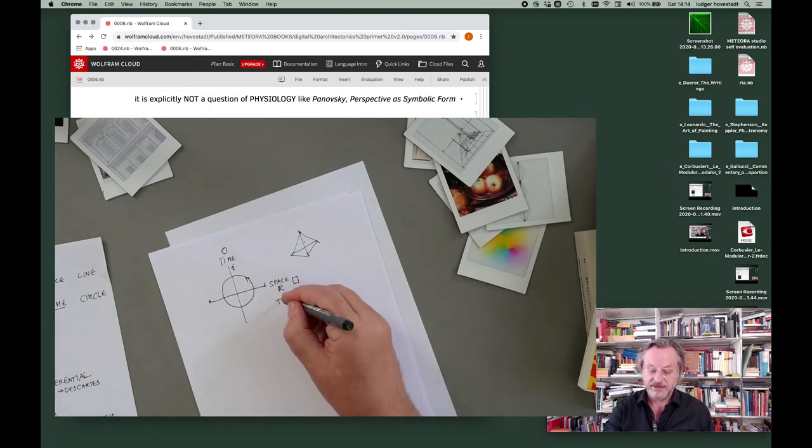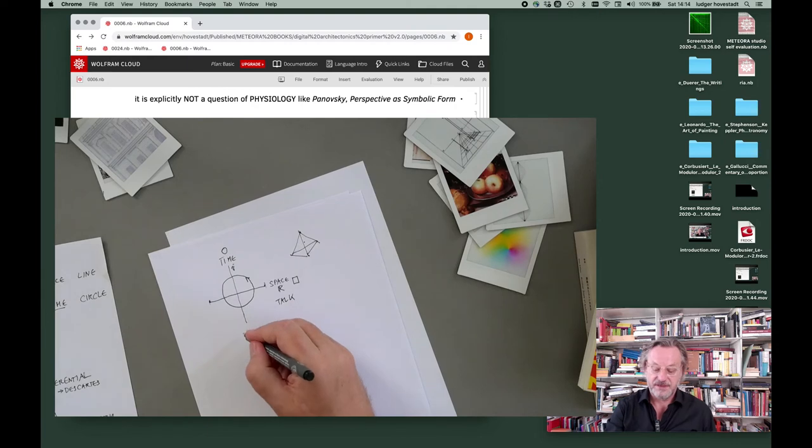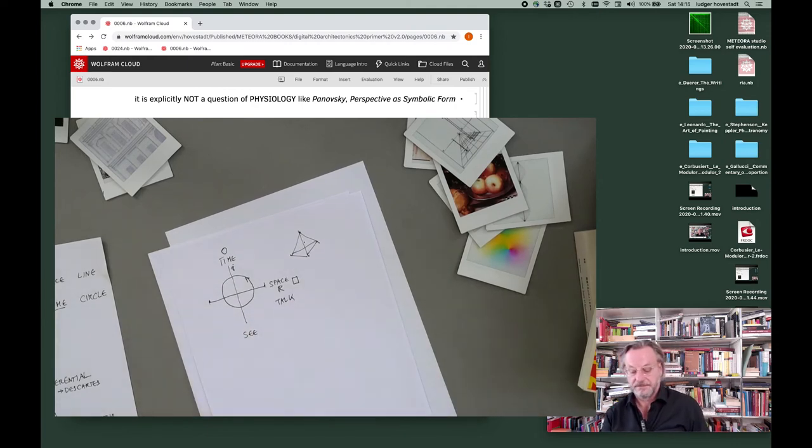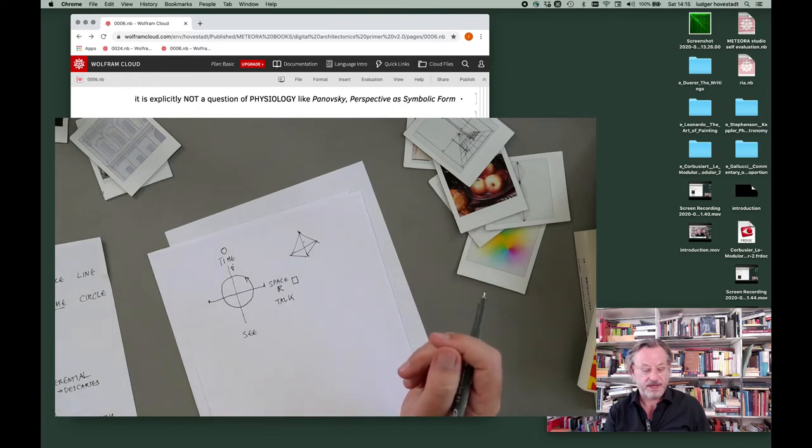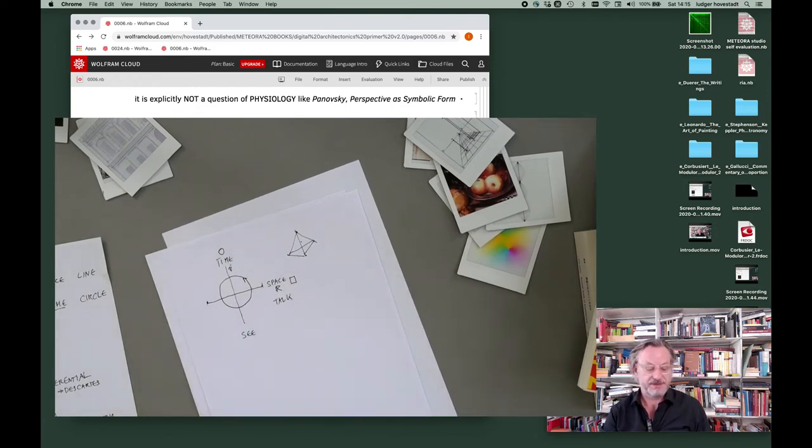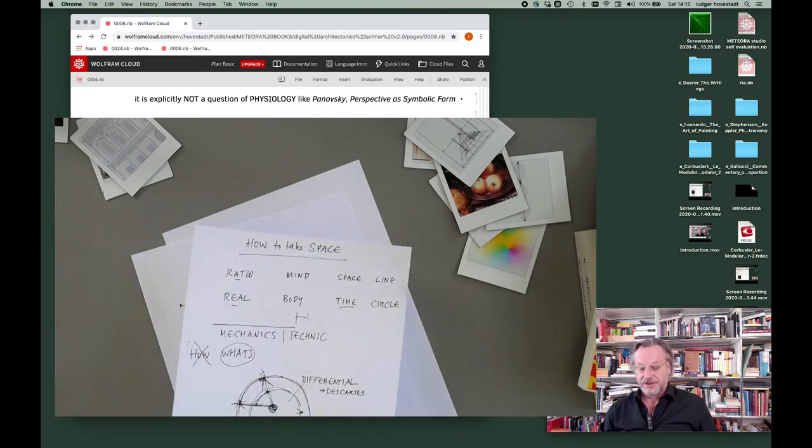So in space you talk, and the sense for time is the eye, it's you see. Yeah, this is with lines, this is with circles. The other way around. Good.